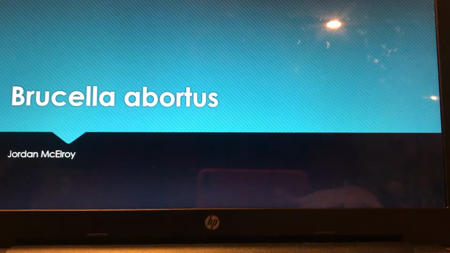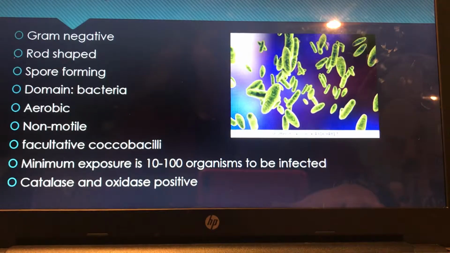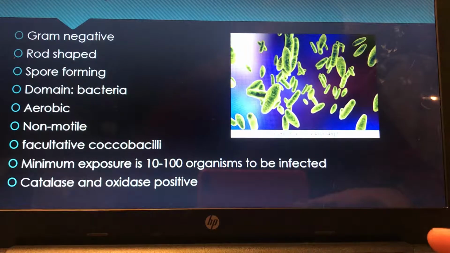For my bacteria, I had Brucella abortus. For the makeup of Brucella abortus, it is gram-negative, rod-shaped, spore-forming. The domain of it is bacteria. It is aerobic, non-motile, facultative coccibacilli. The minimum exposure is 10 to 100 organisms to become infected, and it is catalase and oxidase positive.